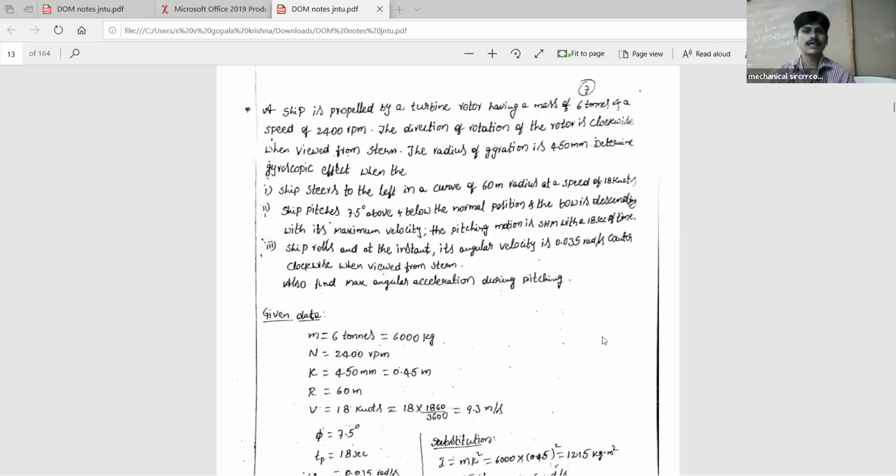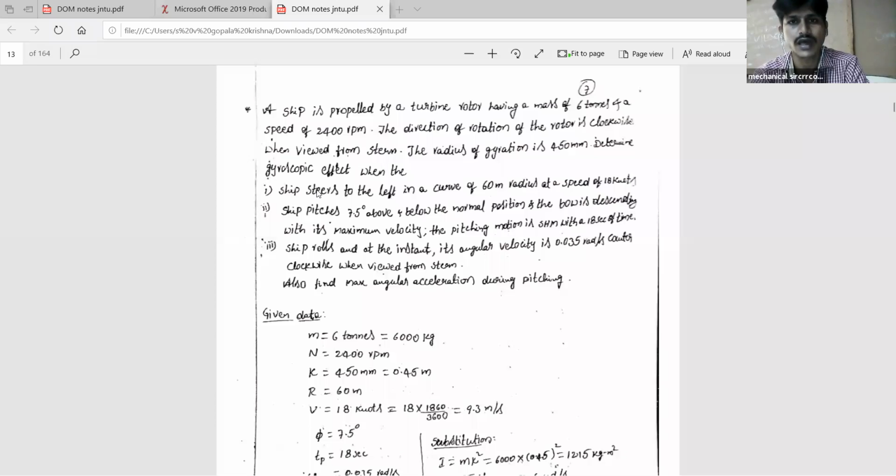The given data: a ship is propelled by a turbine rotor having a mass of 6 tons and a speed of 2400 rpm. The direction of rotation of the rotor is clockwise when viewed from the stern. The radius of gyration is 450 mm. Determine the gyroscopic effect under three conditions. Three effects are there, and those three are given here.